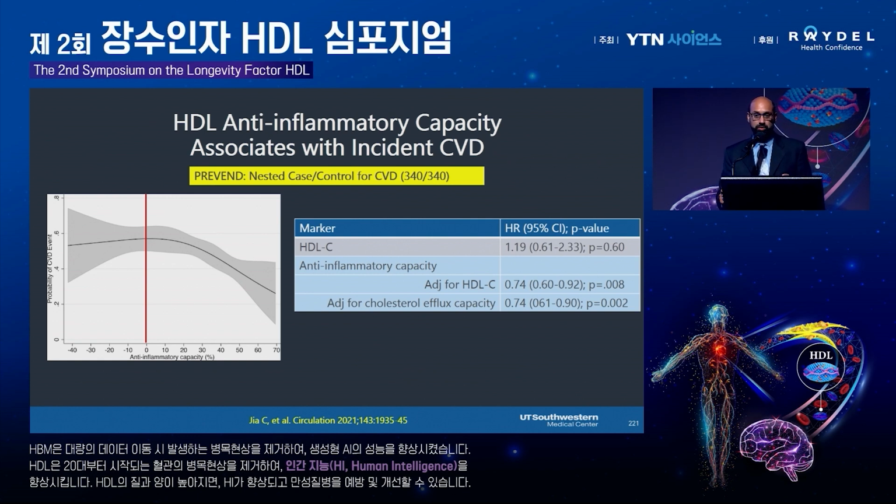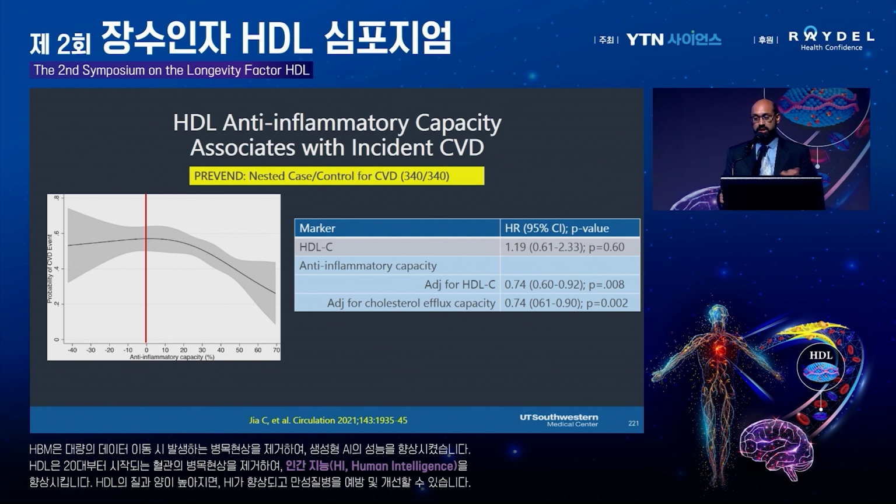In the table to the right, you can see the hazard ratio for HDL cholesterol adjusted for risk factors was neutral. So HDL cholesterol did not have a predictive risk for incident cardiovascular disease, but the function marker, anti-inflammatory capacity, did, with a hazard ratio of 0.74, meaning that there was a 26% relative risk reduction.